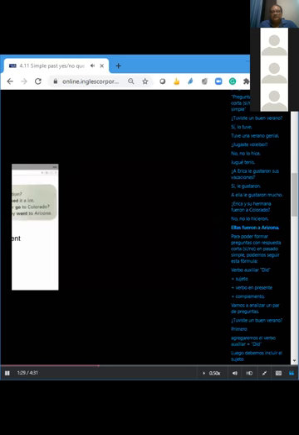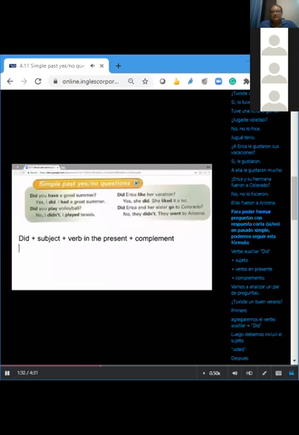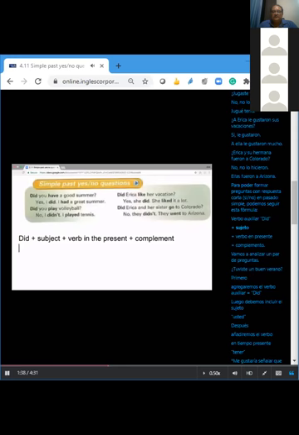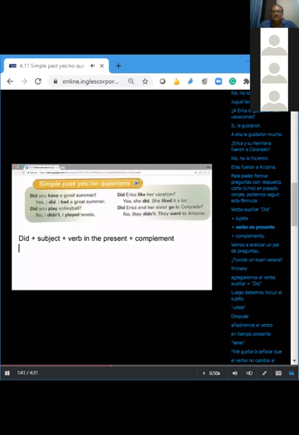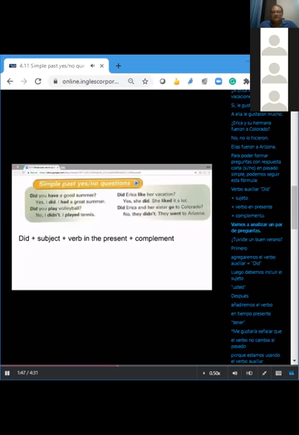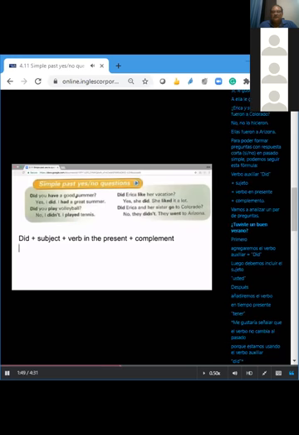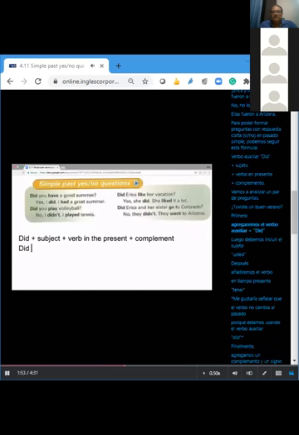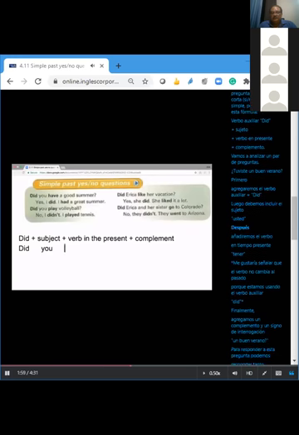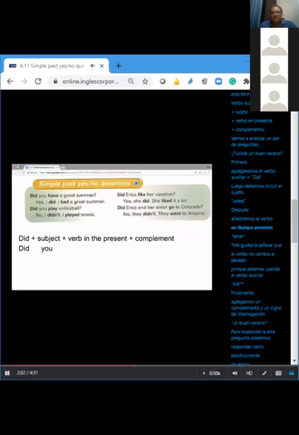In order to form simple past yes or no questions, we can follow this formula. Auxiliary did plus subject plus the verb in the present plus complement. Let's analyze a couple of questions. Did you have a good summer? First, we will add the auxiliary verb did. Next, we need to include the subject, you. After that, we will add the verb in the present tense, have.